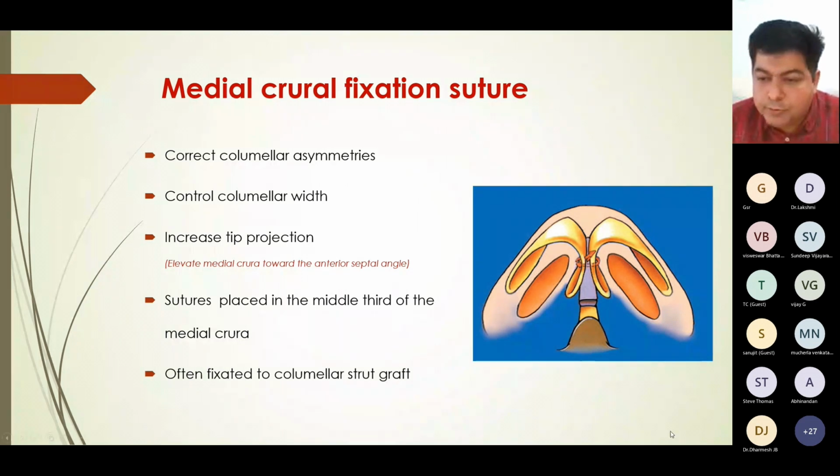This method can also be used to increase the nasal tip projection with something which is known as the tongue in groove technique, in which as you keep on suturing, you suture it higher and higher up, trying to push the whole of these lower lateral cartilages towards the septal angle. That will increase the nasal tip projection. And best is to use these sutures and combine them with a columellar strut graft. That is another surgical technique we should know.